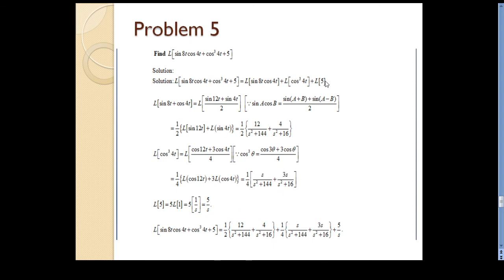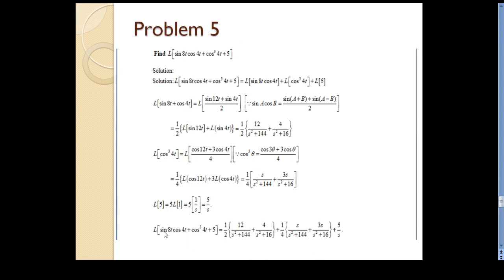Now the last term is L of 5, which is a constant term. Constant term can be taken outside. 5 into L of 1. L of 1 is nothing but 1 by s, which is 5 by s. So for the 3 terms, we got the first term answer, second term answer, third term answer. On adding all 3, we will get the solution of the given problem.